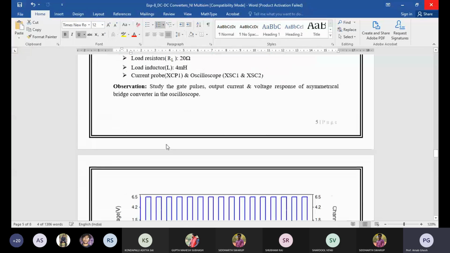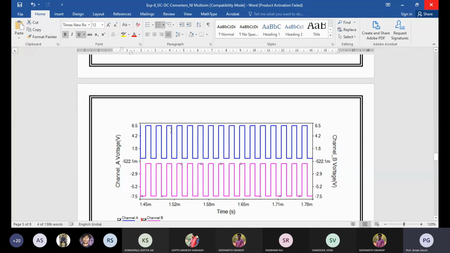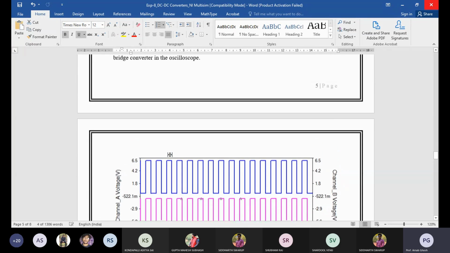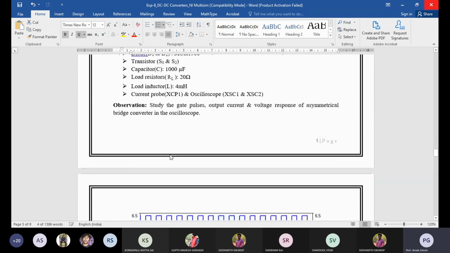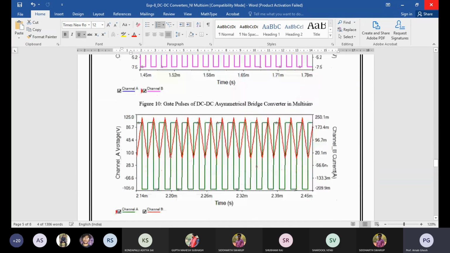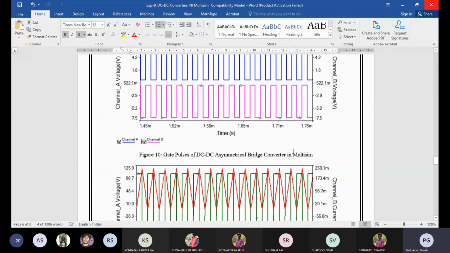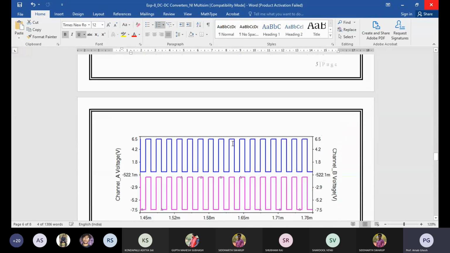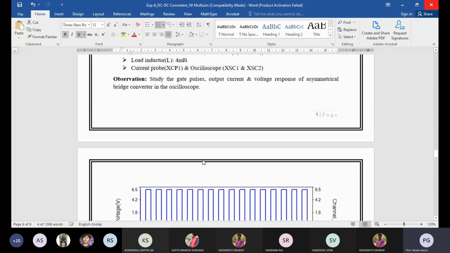When you are presenting, you can show the gate pulses. When you are preparing, you should prepare an elaborate one. Only some results are given here, as well as the gate pulse and the circuit that I have simulated. I put all those simulation results here, the current waveform and the voltage waveform, the output voltage waveform and inductor current waveform for the asymmetrical bridge converter. Then we can go for the full bridge converter.